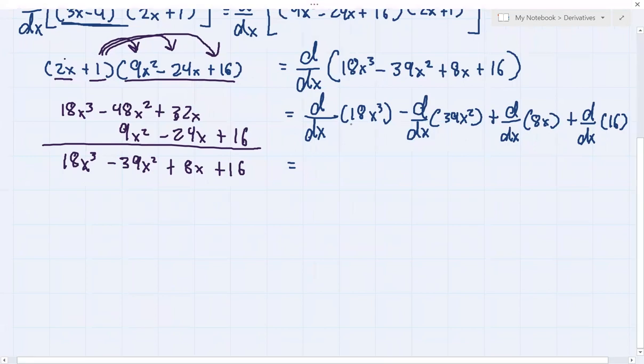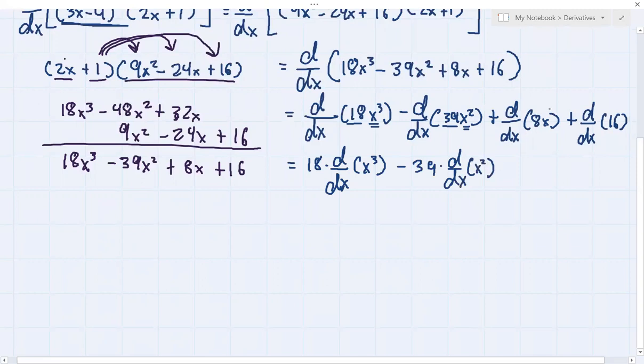So let's start with the first term. We have a constant and algebraic function. Okay, so we will have 18 times the derivative of x cubed. Okay? The second term, ganun din. Meron tayong constant at isang algebraic function. So we will have minus 39 times the derivative of x squared. Okay? Then yung fourth term, derivative ng 8x ay 8. Then lastly, yung derivative ng 16, 0. Kasi constant term lang siya.